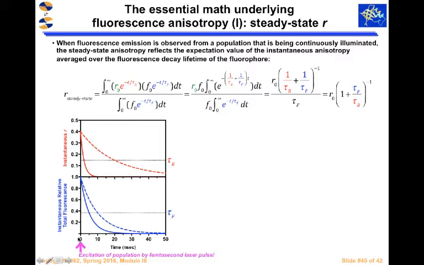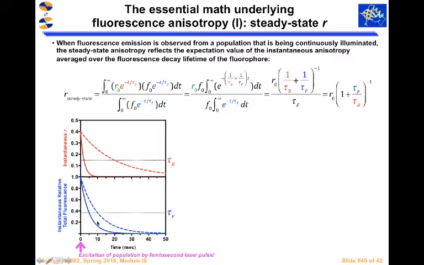You shine a femtosecond duration laser pulse on a cuvette containing a fluorophore, and now the fluorophores can be driven, especially if it's an intense laser, you can drive a lot of fluorophores into the excited state, and now you can watch how they fluoresce, and you can watch the anisotropy of that fluorescence.